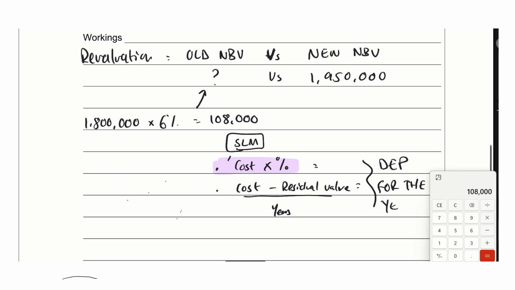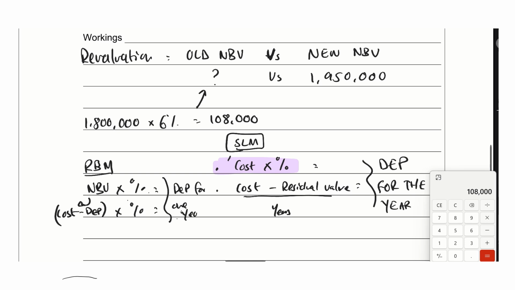Same with the reducing balance method. Okay, so just a bit of revision actually. If you were to do the reducing balance method, we know that the formula is net book value times percentage. And we know the breakdown of net book value is your cost, take away your accumulated depreciation. And again, you times that by percentage. Again, whatever answer you get here is going to be the depreciation for 1 year. This is not the depreciation for the life of the asset. It is not the depreciation for anything else. It literally is the depreciation for that financial year.